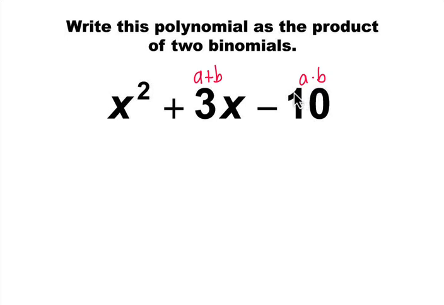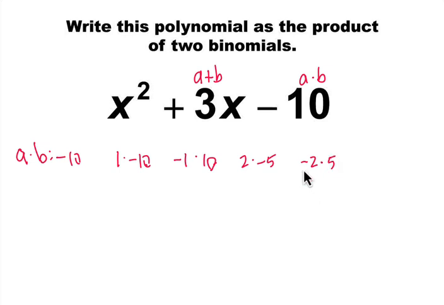If this polynomial can be factored, then we need to find the factors of -10 that add up to +3. So here are the factor pairs for -10, or the a times b. We have 1 times -10, -1 times 10, 2 times -5, and -2 times 5.